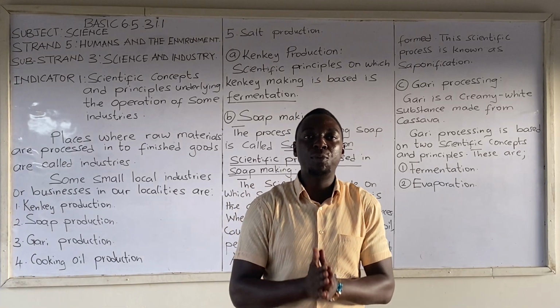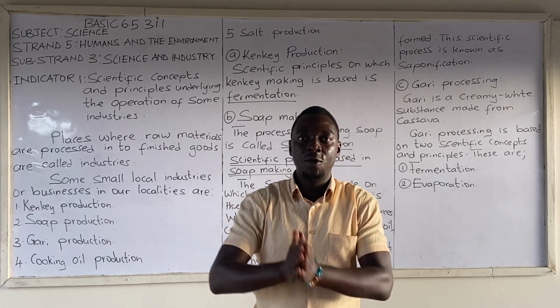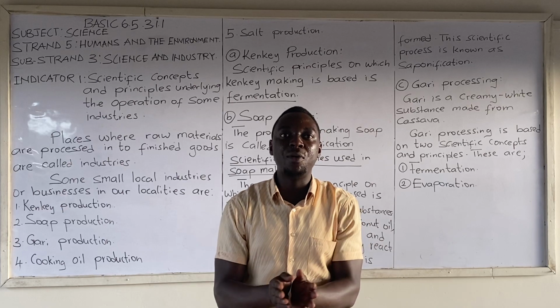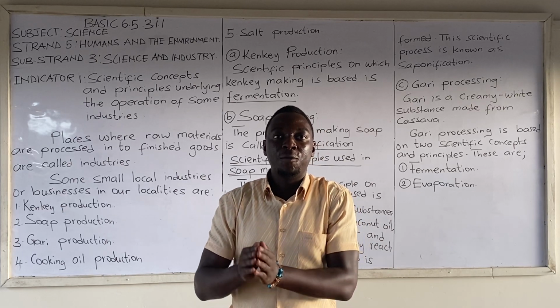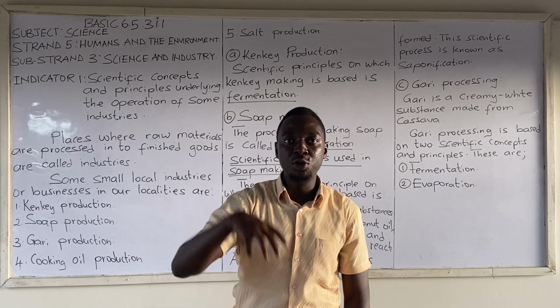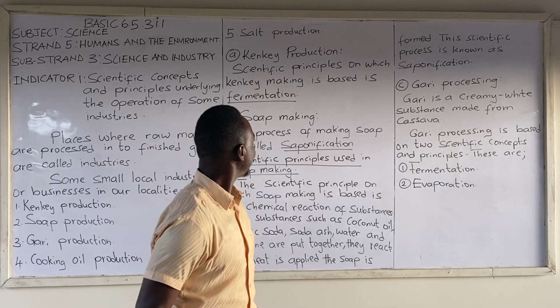So in the kenke production industry, they use the scientific principle fermentation because they leave the raw material, which is the corn, for some time for a small amount of alcohol to be produced in it. That is what we term as fermentation.